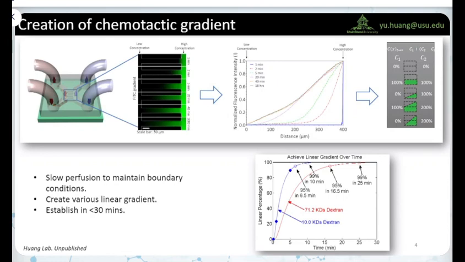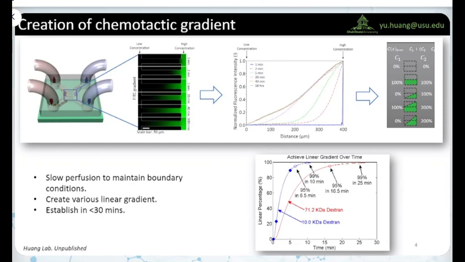If you add zero concentration on one end and 100% concentration on the other end, over time they can perfuse through this channel through the diffusion process. At the end, you can see it forms some sort of a gradient, right? And through image analysis, representing the fluorescent intensity of the molecules, you can see over time it forms almost a linear gradient.